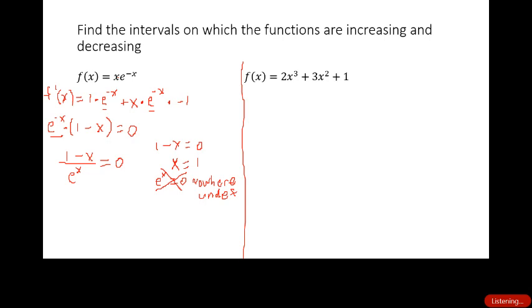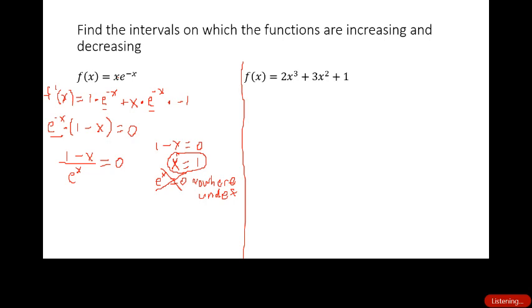So that just leaves us with one single critical point, x equals 1. So x equals 1 is the only place where the derivative could change signs from positive to negative or negative to positive. Because x equals 1 is our only critical point, this is the only point where increasing and decreasing could switch. We don't know if they're going to, but x equals 1 is the only place where it could switch.